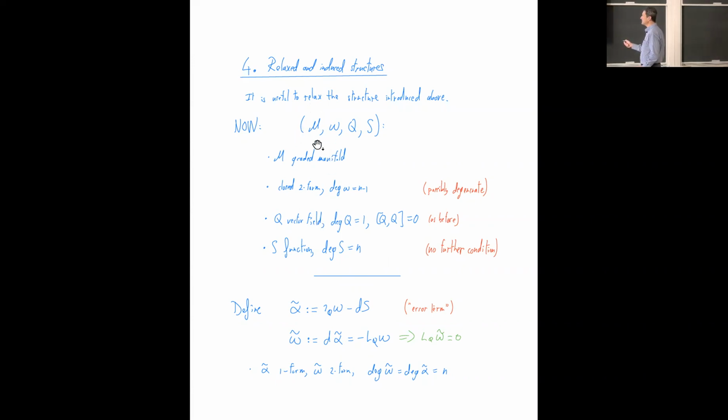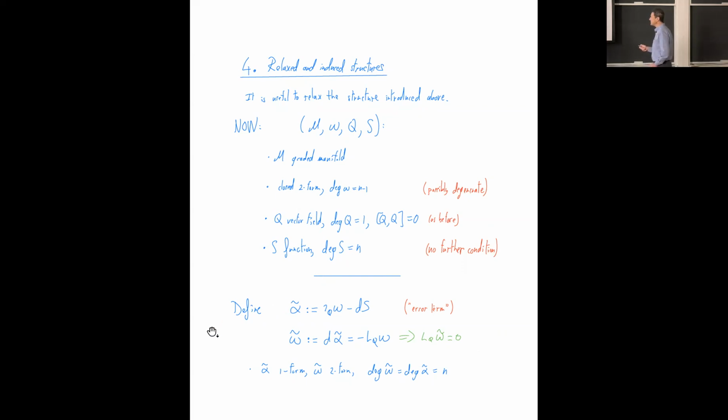You have a graded symplectic manifold, but now you have this omega, Q, S, the same symbols as before because they are related, but they are slightly different, in the sense that omega is a closed 2-form, but possibly degenerate. And I will take the degree to be some n-1. Q is, as before, a vector field. It has degree 1 and it commutes with itself. So it's exactly as before, a homological vector field. And S is just a function of degree n. And there are no further conditions. I'm not saying that it Poisson commutes with itself. I'm not saying that Q is a Hamiltonian vector field, nothing. So it's a very, very loose structure.